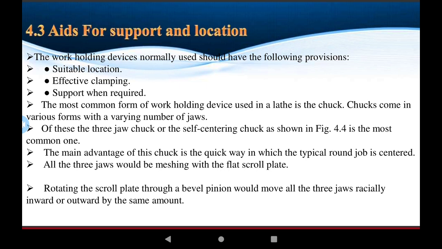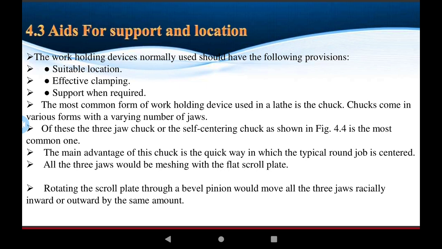The number of jaws varies as required, and the three jaw chuck is the self centering chuck. Whether the three jaw or four jaw chuck is used depends on common factors of the machine. The main advantage of this chuck is the quick way in which a typical round job is centered. All three jaws mesh with the flat scroll plate of the machine.